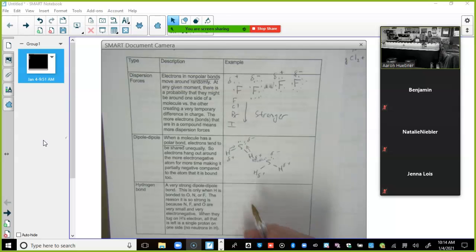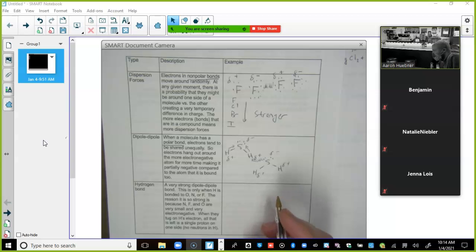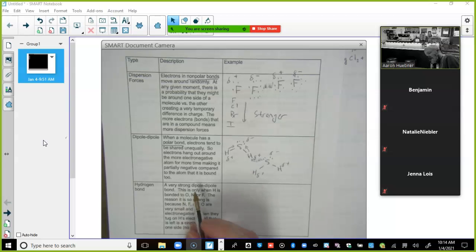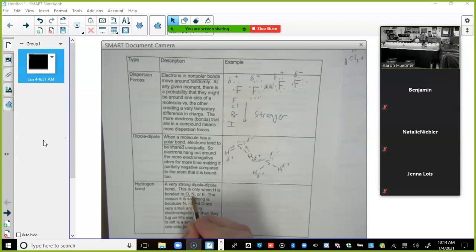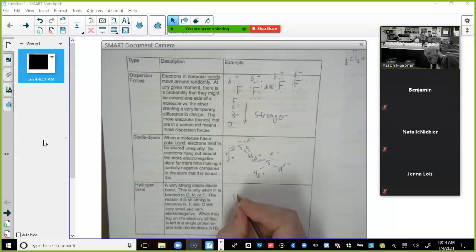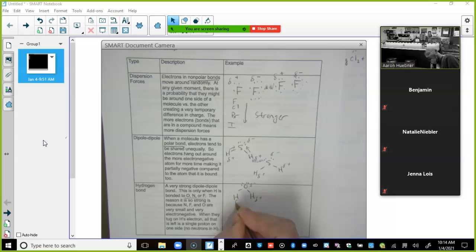Hydrogen bond, same exact thing, only it's a stronger permanent dipole moment. So it's going to be with a polar covalent bond, but you got to have O, N, or F connected to hydrogen. So like H2O would be an example. Partial negative, partial positive, partial positive. Here we got the same thing.